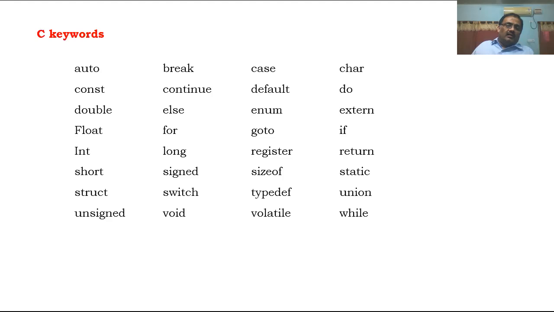These are the keywords available in the C programming language: auto, break, case, char, do, goto, switch, return, union, while, for, etc. How these will be used in different statements while writing a program, we will learn in future sessions.